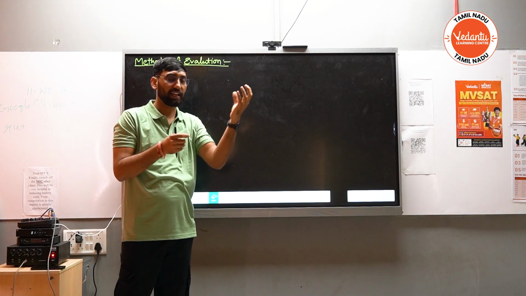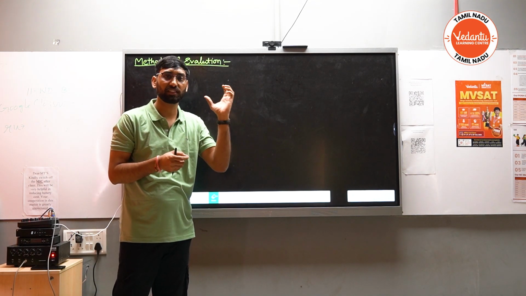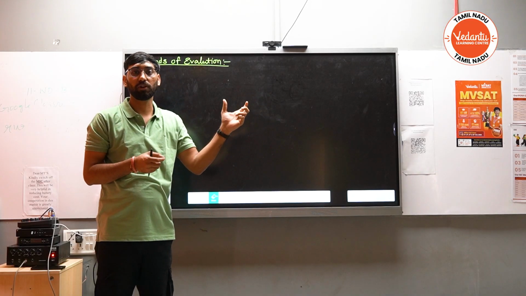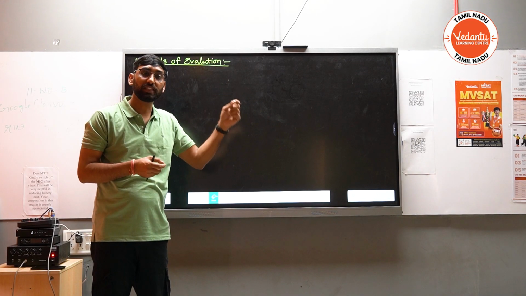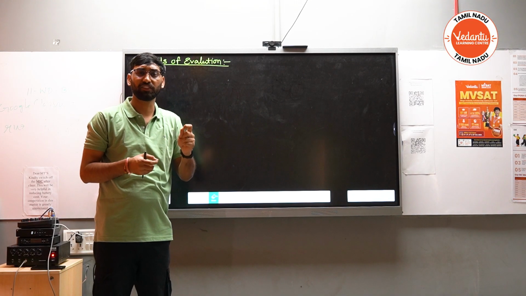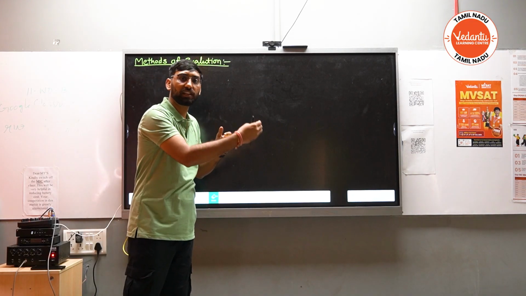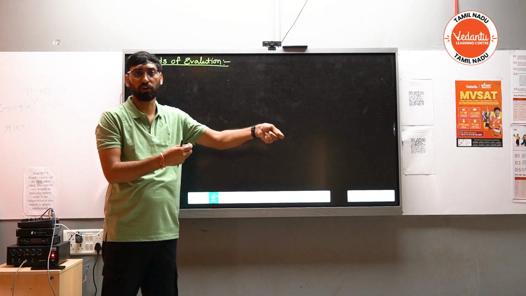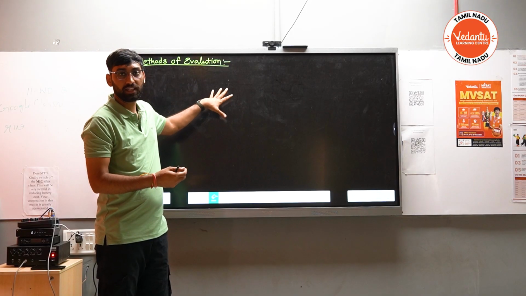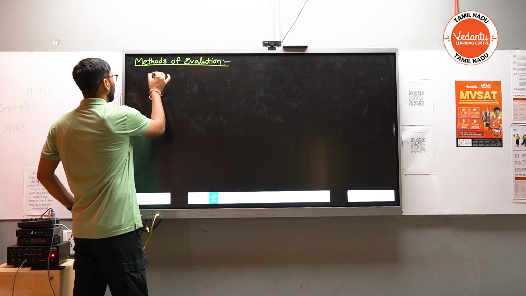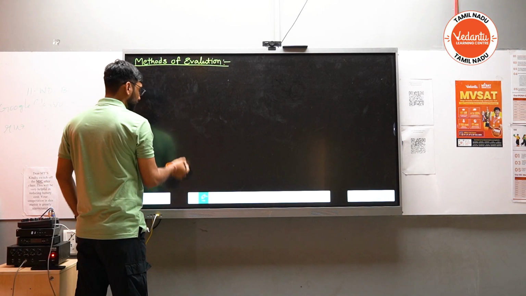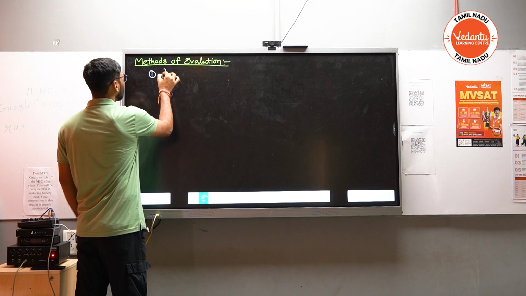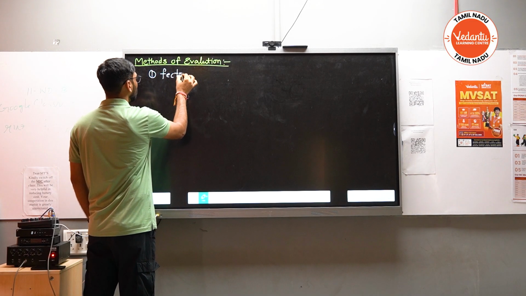Firstly, once I have the question, I will check whether the given question is in the form of an indeterminate form or not. Once it has the form of an indeterminate form, I will convert that particular question into the determinate form by using this kind of method. So the very first method we are having is the method of factorization.